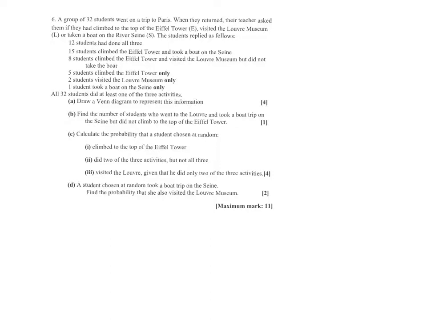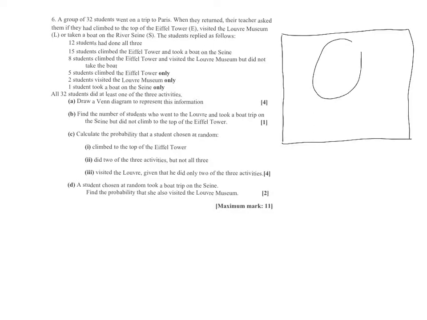Lots of information. Draw a Venn diagram. All right, so here, Venn diagram. Here we go. All right, I've got Eiffel Tower. I've got the Louvre. And I've got the boat on the Seine River. Just like that. Now, what does it give me? It gives me that 12 did all 3. Well, that's nice. That was really nice of them because that means I already have this central number. If you don't have that central number, it actually makes the question 3 times harder at least, because now you need to find that number.